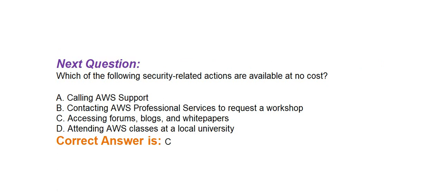Next question. Which of the following security related actions are available at no cost? Option A. Calling AWS support. Option B. Contacting AWS professional services to request a workshop. Option C. Accessing forums, blogs, and white papers. Option D. Attending AWS classes at a local university. Correct answer is option C. Accessing forums, blogs, and white papers.